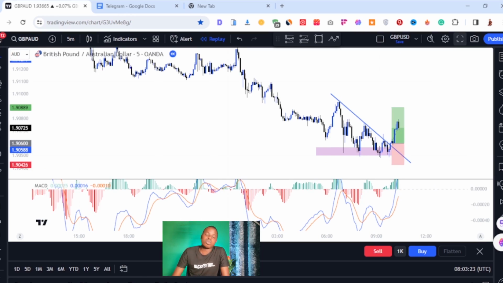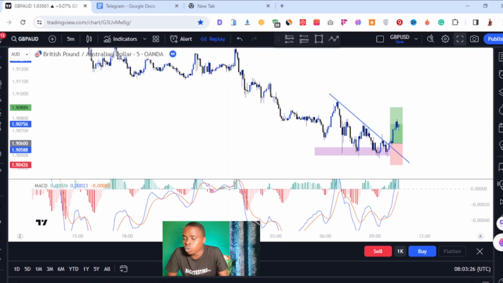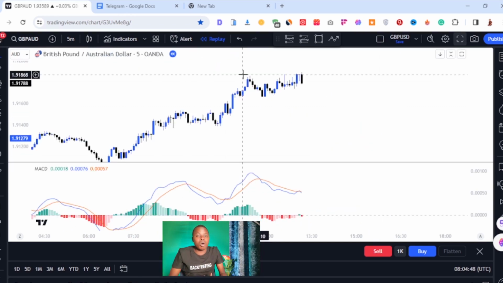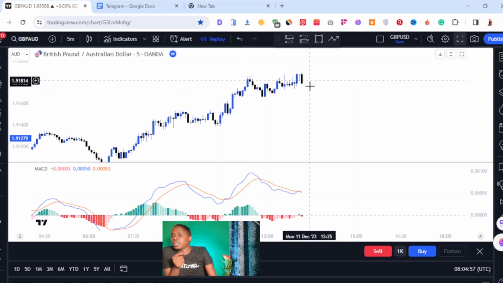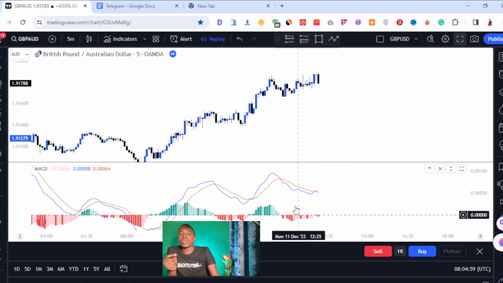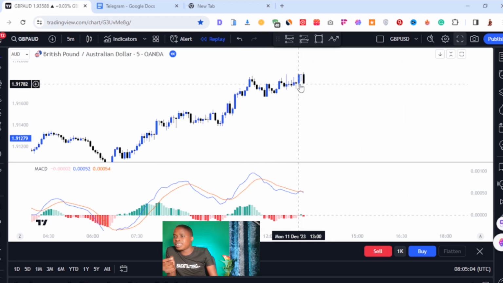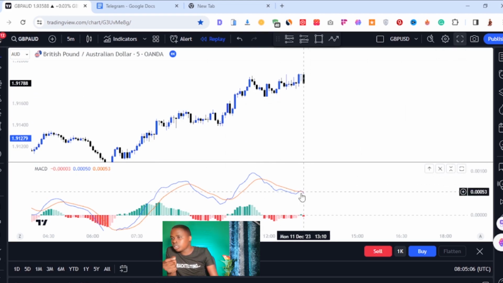So this trade moved on, and maybe it went on to lose or to win. We will see that later. But now here's another example of a good trade that you could have placed. Yesterday at around 1 p.m., the market was moving to the upside. And then we see a crossover of the MACD and the signal line, and this crossover is going to the downside.